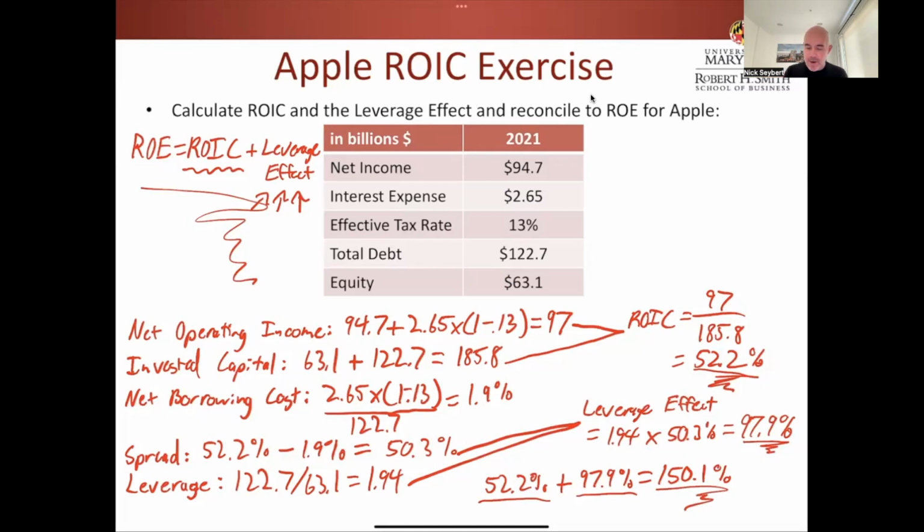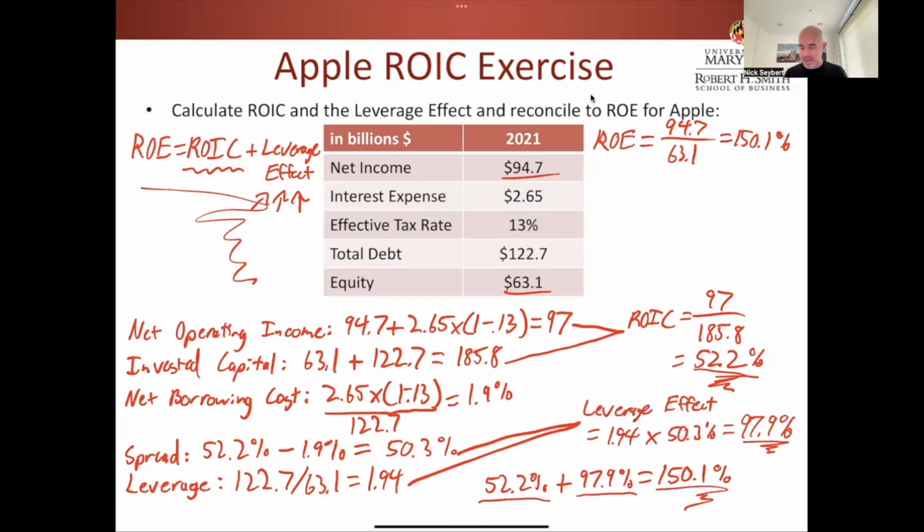You can double check that, by the way. You always should. You should always double check your stuff. We can calculate return on equity the easy way, which is just net income over equity. You do 94.7, right? This guy divided by this guy, divided by 63.1. And if you do that, I believe you will in fact get 150.1%.